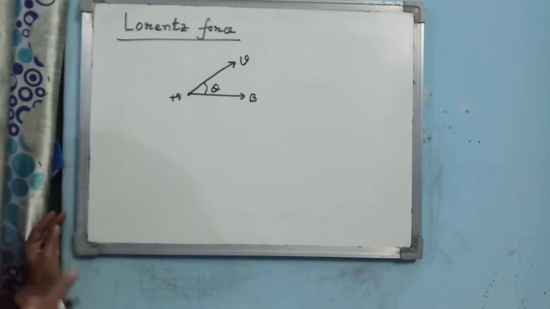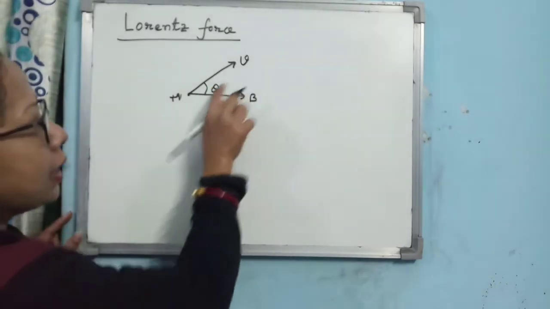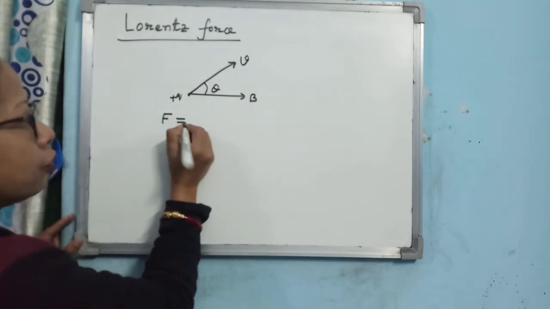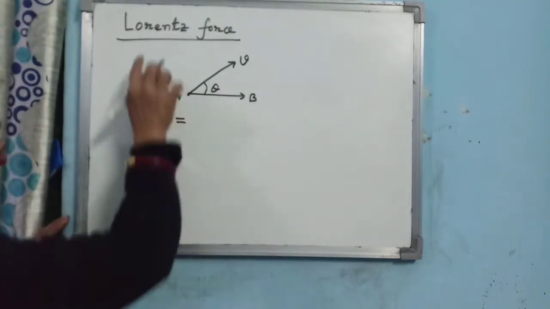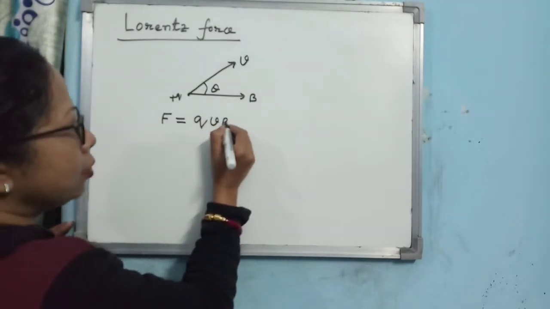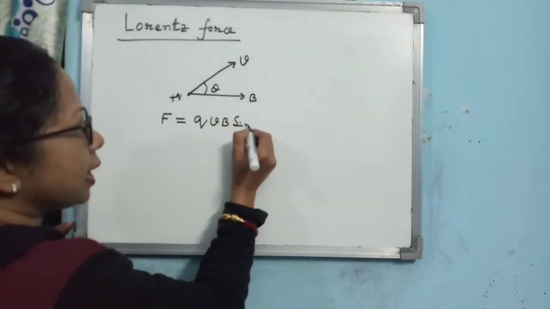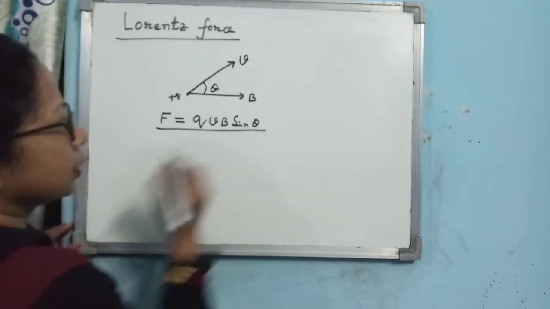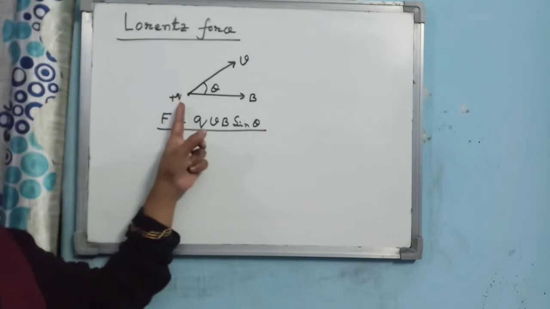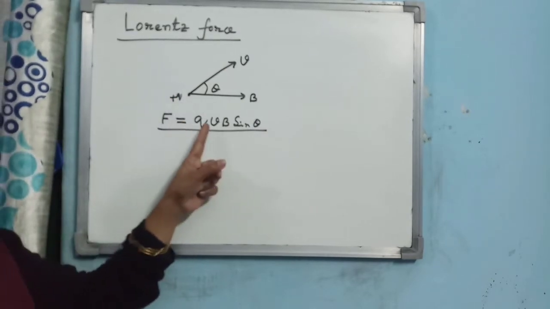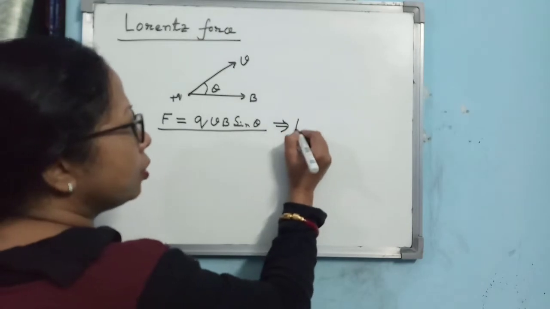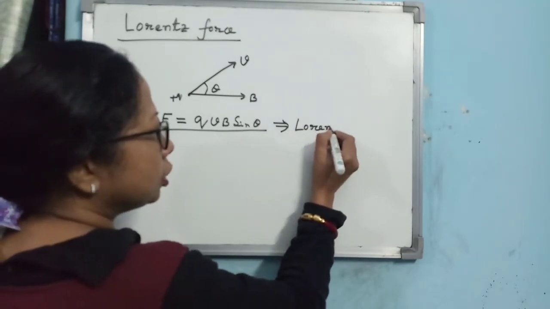Then, due to the motion of the charged particle in the magnetic field, it will experience a force which, according to Lorentz, is given by QVB sine theta. Alright? Means how much force the charged particle will experience? QVB sine theta. So this is known as Lorentz force.